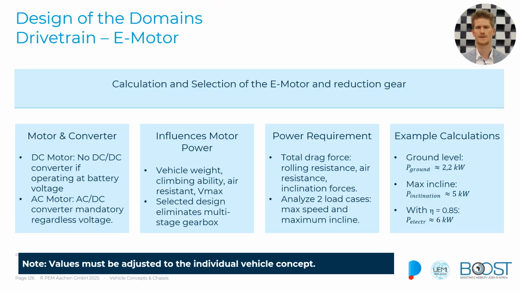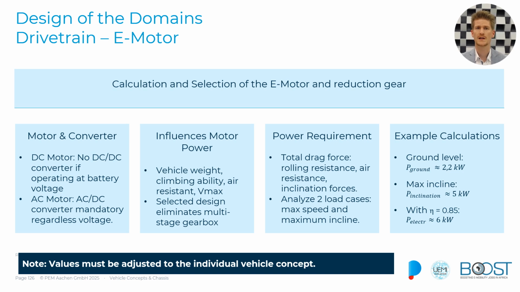Now let's have a look at the domain of the electric motor. We're going to calculate and select an electric motor as well as a reduction gear. We're not going to manufacture them, but we're selecting them from the range that we have available in the market. The engine is an AC motor, and therefore we need an AC-DC converter.